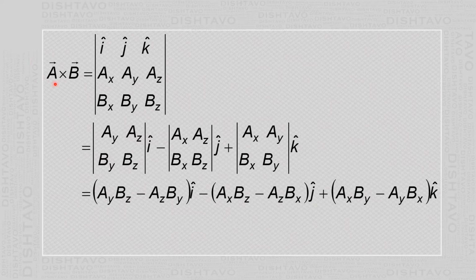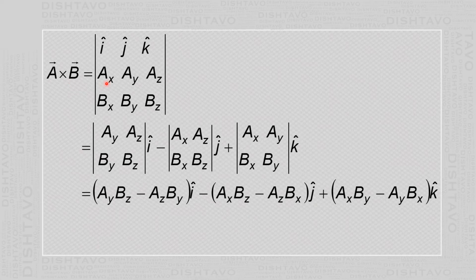The A cross B can be found using the components of A and B, and one can find that cross product by evaluating a 3 by 3 determinant. See, there are 3 rows here and 3 columns. In the first row, the coefficients are unit vectors i cap, j cap and k cap. In the second row, these are the components of the first vector. Then the third row is the components of the second vector.